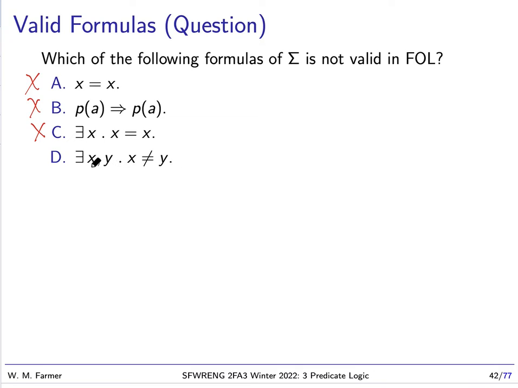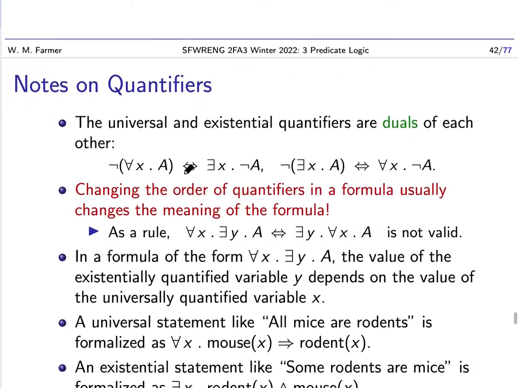So that leaves D. D says there exists X and Y such that values of X and Y are not equal. This is not valid. Remember, we're looking for not valid. This is not valid, and the reason is that we could have models where D has one value. It's a singleton. This says that this formula is only going to be valid when our domain has more than one value.